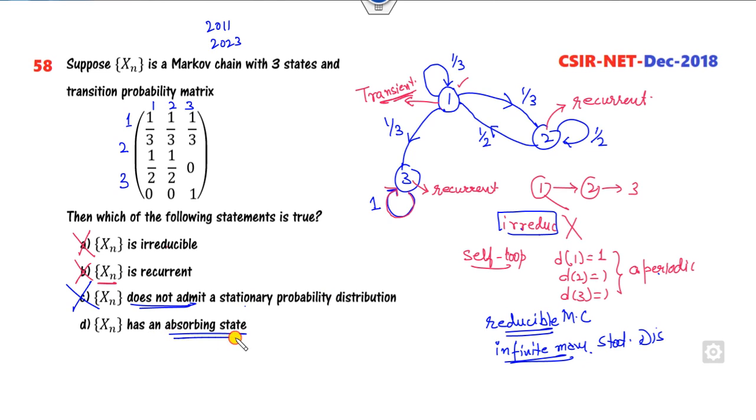What is the meaning of an absorbing state? If you look at the diagonal entries, if any diagonal entry gives you 1, that gives you an absorbing state. So look at that, the third, this. So this has an absorbing state, yes. Third is my state which is an absorbing state. So the right answer is D, my correct answer.